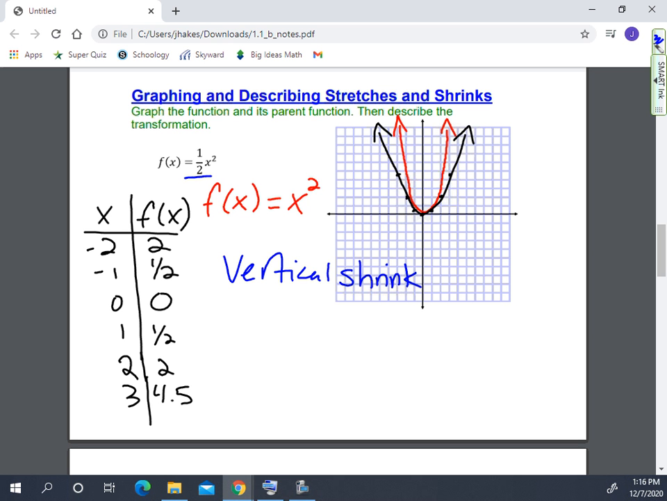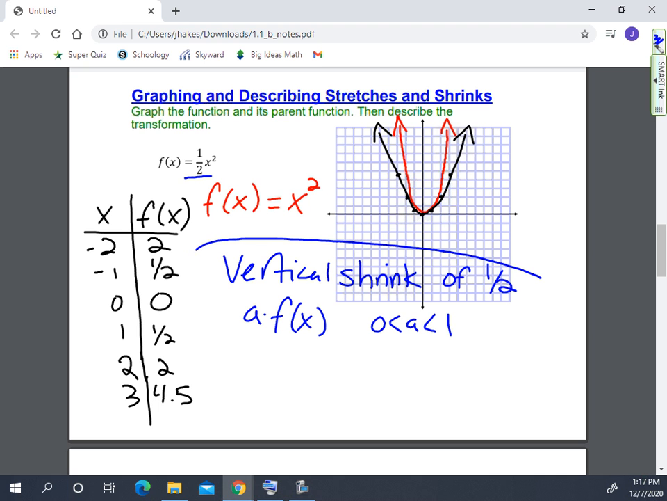And if it's getting skinnier, it's actually stretching it up. Okay. Think of shrinking as we're pushing down on the object. That's why it's getting wider. It's shrinking. And when we're stretching it, we're pulling it up. We're pulling it apart. And that's why it's getting skinnier. Okay? So it's the vertical shrink. Why? Well, when we have a number times our function, and that number is between 0 and 1, which 1/2 is, it's a vertical shrink. Okay, vertical shrink of 1/2. There's our answer. All right?